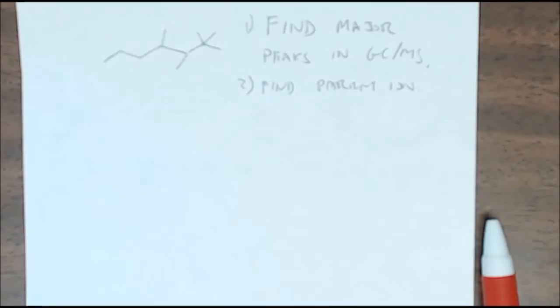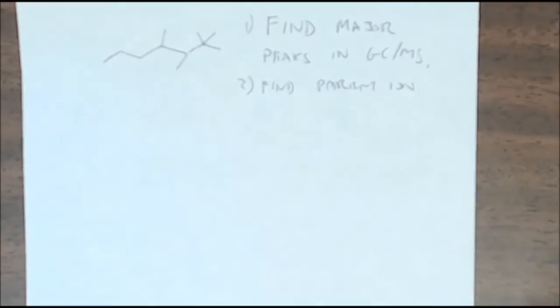Matter of fact, when I solve this, I'm going to do this in reverse. So I'm going to find the parent ion first, and then after that, I'm going to find the peaks that are associated with this as it breaks down. What I'd recommend you do is, now that you've seen this problem, hit pause in the video, give yourselves a chance to solve this problem, and then when you start it back up again, I'll show you how I solve this.